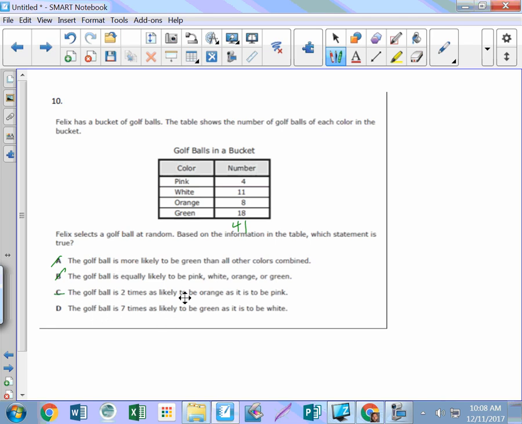D, the golf ball is 7 times as likely to be green as it is white. Green and white. It's not. That's only 7 more, not 7 times. So the answer is C.